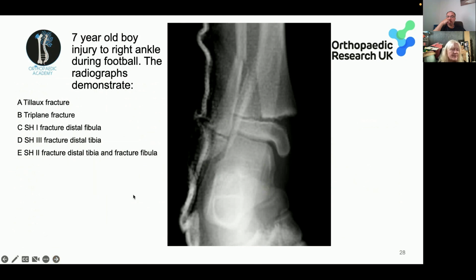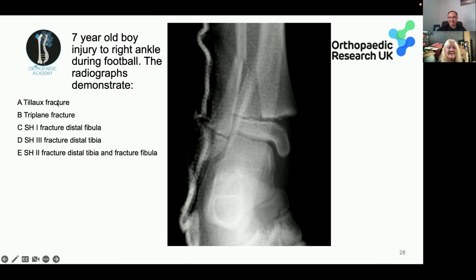So here's the next question. We've got a 7-year-old boy with an injury to his ankle during football. What does this x-ray show? Does it show a Tillaux fracture, a triplane fracture, a Salter-Harris 1 fracture of the distal fibula, a Salter-Harris 3 fracture of the distal tibia, or a Salter-Harris 2 fracture of the distal tibia and a fracture of the fibula? So E is the correct answer.